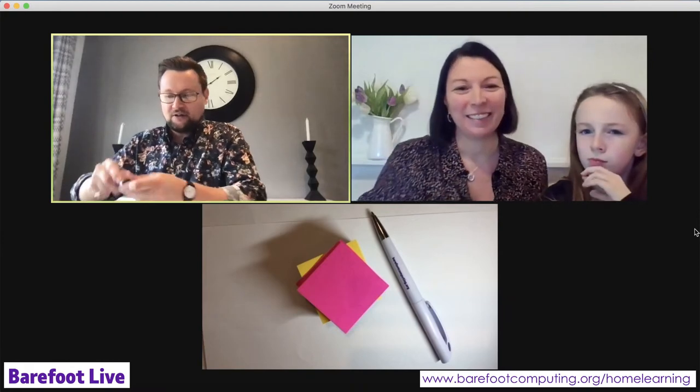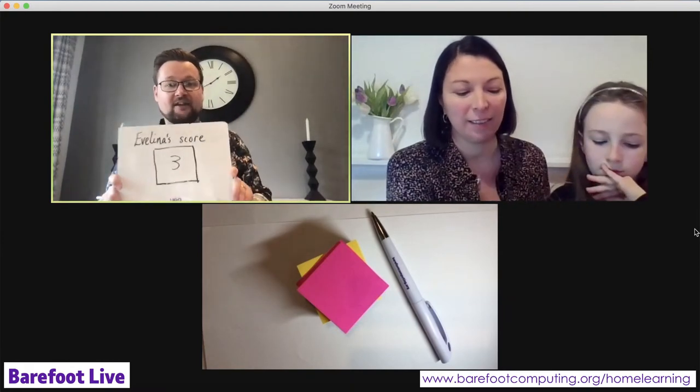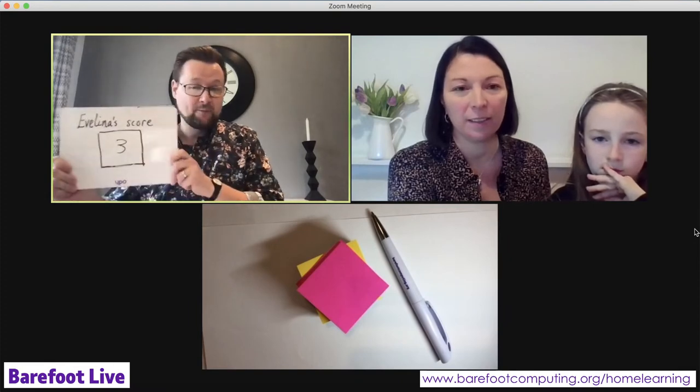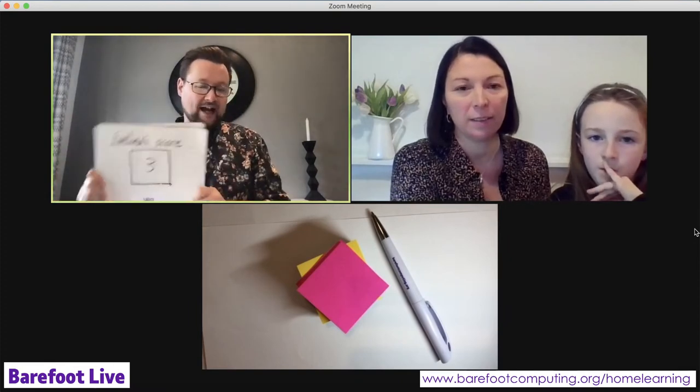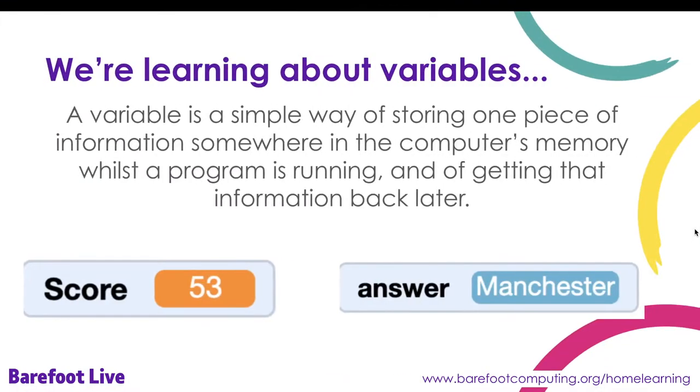Now, these whiteboards here have been representing variables, and we're going to learn a little bit more about variables as we go through. Let me just show you a slide to recap what a variable is, because that's what we're learning about today. A variable is a simple way of storing one piece of information somewhere in a computer's memory whilst a program is running and getting that information back later.